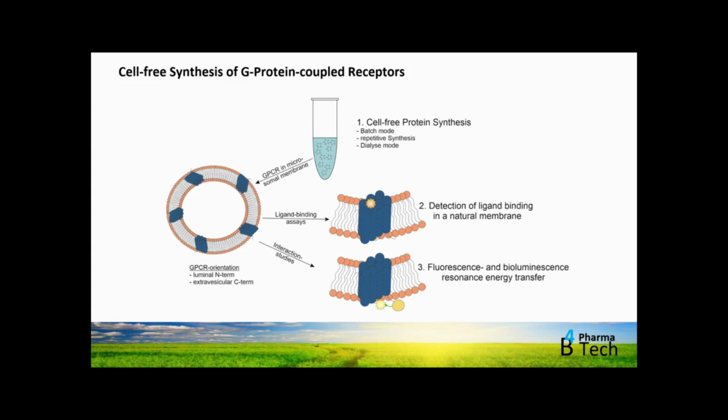So the method of choice when using cell-free protein synthesis systems is the production of the G-protein coupled receptor in the so-called batch mode, a simple Eppendorf tube. Translocate the GPCR into the previously mentioned microsomal membranes, spin down these microsomal membranes with the GPCRs in a defined orientation, and then apply any downstream analysis, such as ligand binding, interaction studies, or BRET assays, FRET assays, whatever.